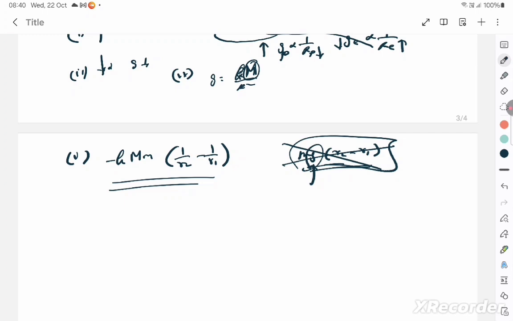What is the next question? Third subdivision also done. Then next is the third question.